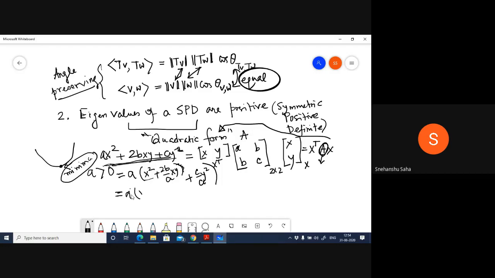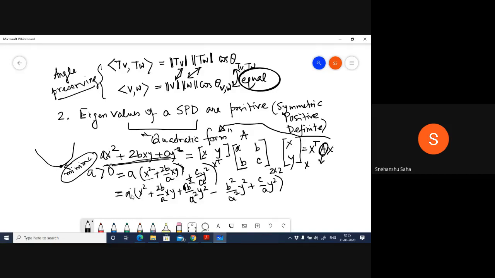So the first term is fine. The second term is 2b by a xy. So what I need is b square by a square times y square. I need to add this so that I complete a square. But since I added an extra term, I need to subtract this as well, b square by a square, y square. And then I had another y square from before, c by a square.